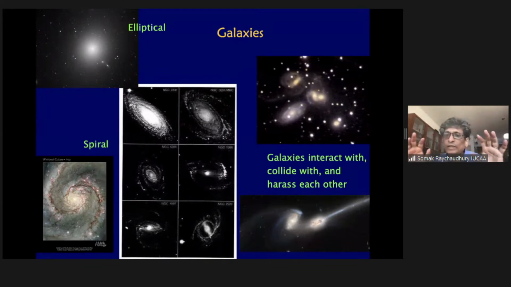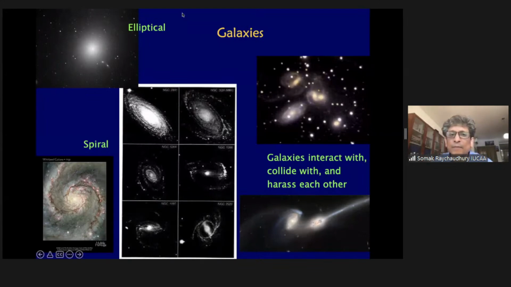Galaxies don't like to live alone. They live in groups, and they interact with each other. They merge with each other. And we use a lot of human terms to describe their interactions. They harass each other, they strangulate each other and stuff like that. I'll show you examples of that.